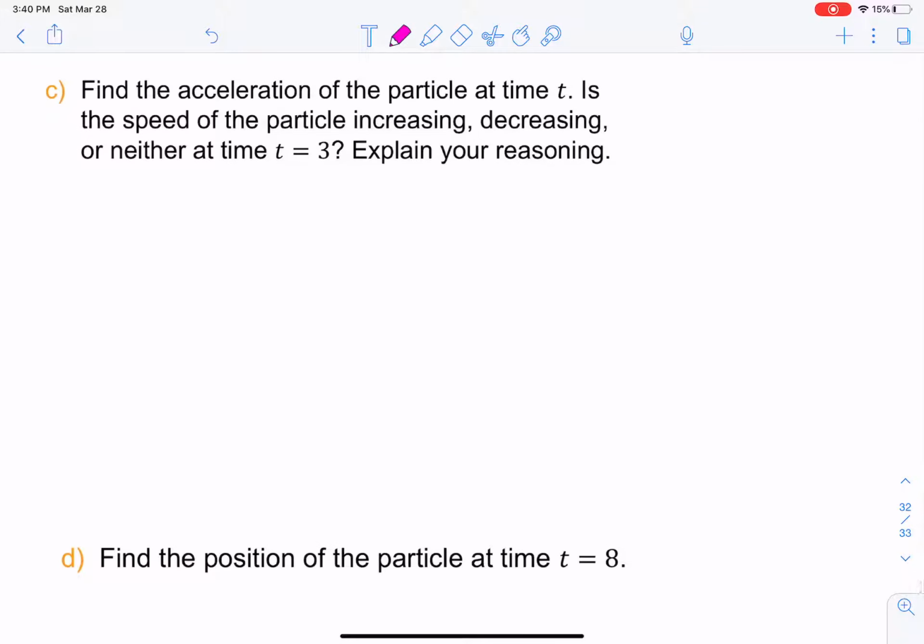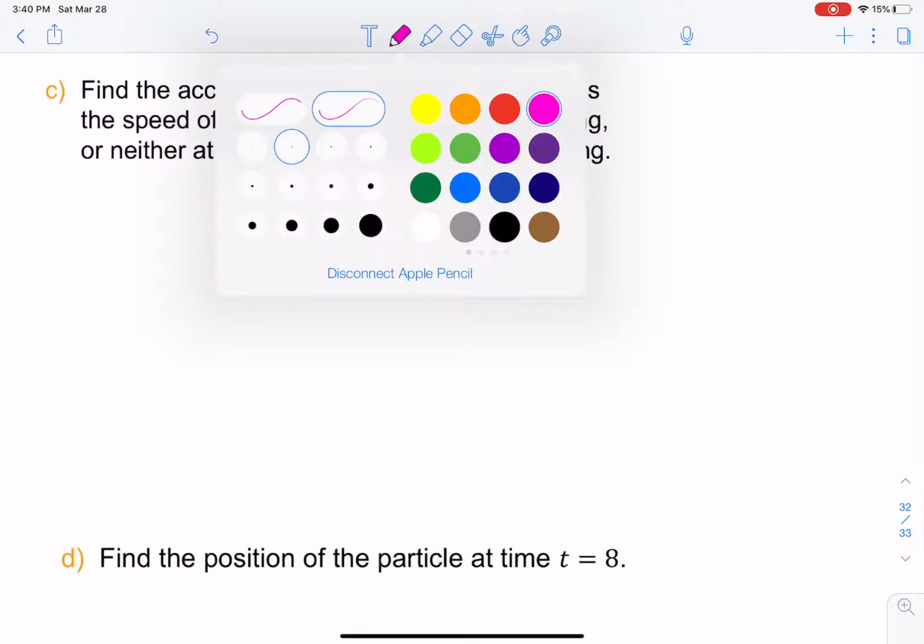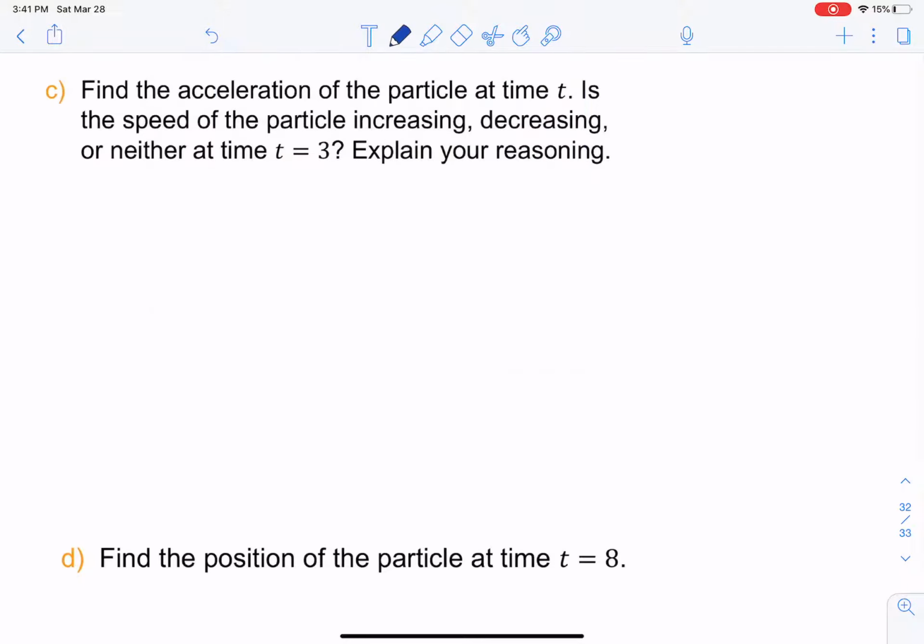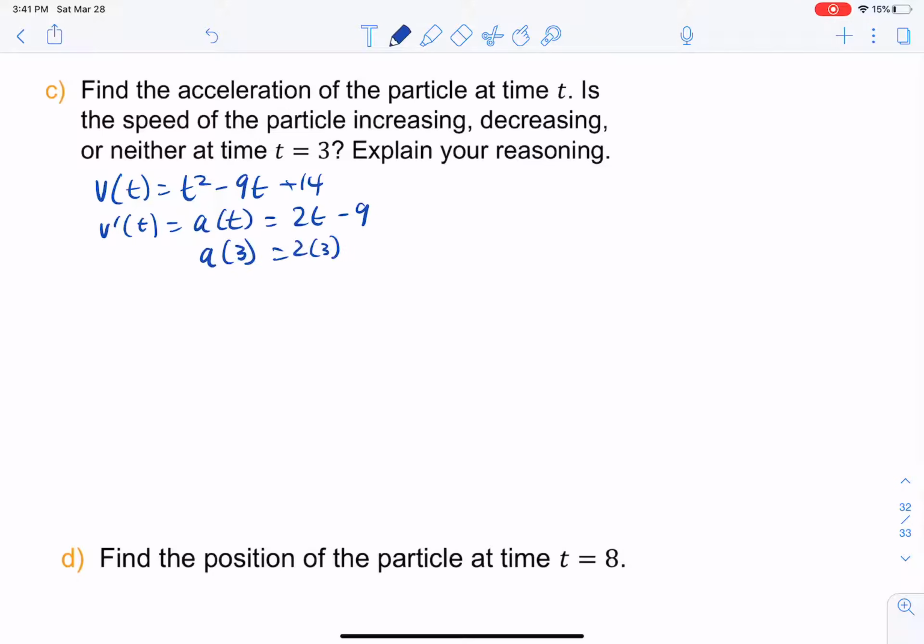Okay, speaking of the next part. Find the acceleration of the particle at time t. Is the speed of the particle increasing, decreasing, or neither at time t equals 3? Oh, this is easy. Remember our velocity function was t squared minus 9t plus 14. Its derivative is its acceleration, which is 2t minus 9. And we want to find a of 3. So 2 times 3 minus 9, 6 minus 9 gives us a negative 3.